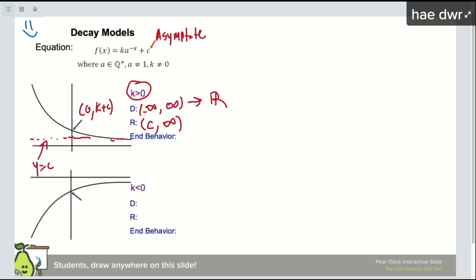And then the end behavior here is a little bit different because it's flipped the other way, it's decay. So as x goes to infinity, so as x is doing that, y goes to c. As x goes to negative infinity, this way, y actually is going to positive infinity.